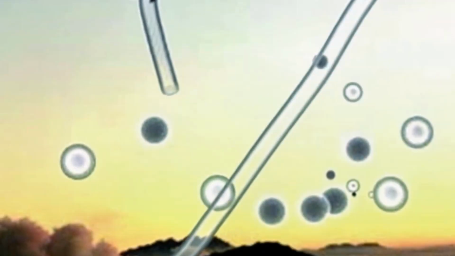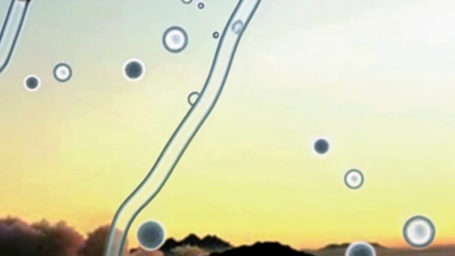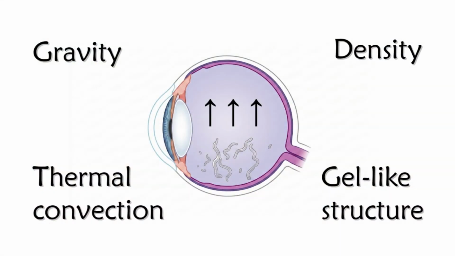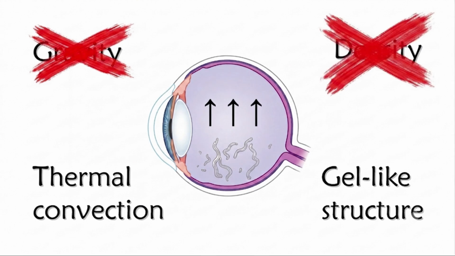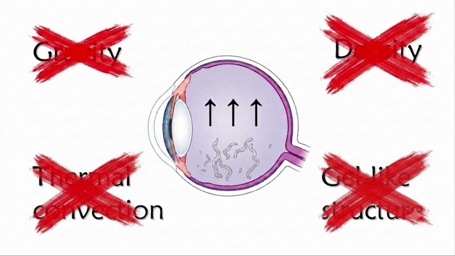From my own visual experience then, floaters seem to have a preferred direction of movement, and that direction is downward. As I've argued, neither gravity nor density, nor thermal convection, nor the viscosity and inertia of the vitreous body provide a satisfactory explanation. So what could explain this behavior?